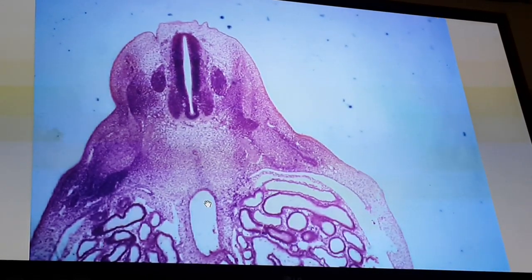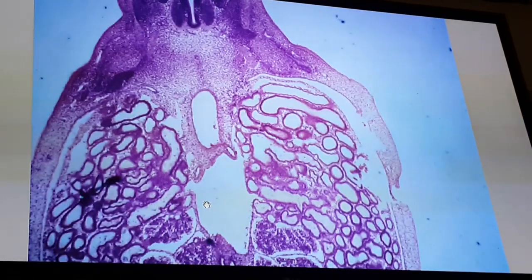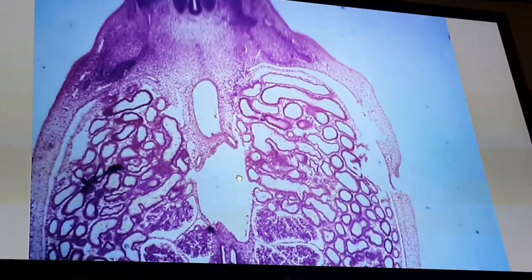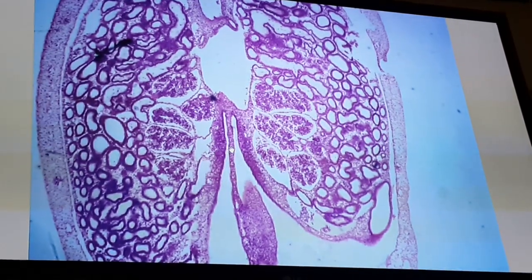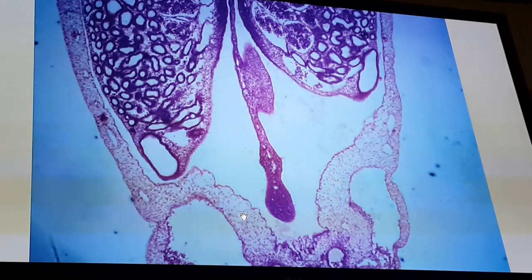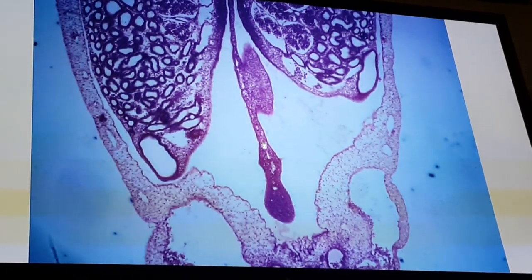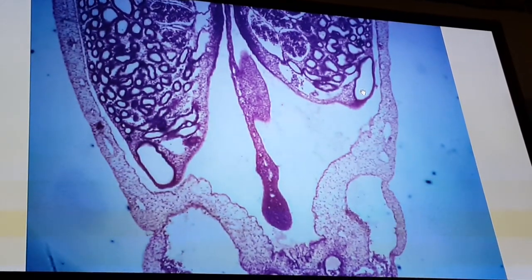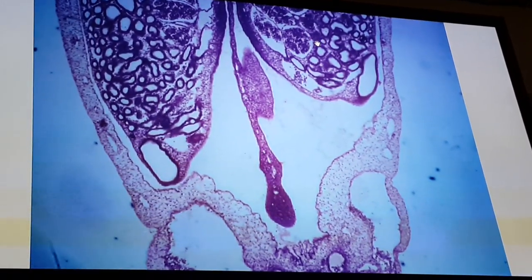Notochord, dorsal aorta, renal system. This is a mesentery of intestine. And that is the intestine inside this mesentery. So this is peritoneal cavity. And this is mesonephric duct of the renal system.